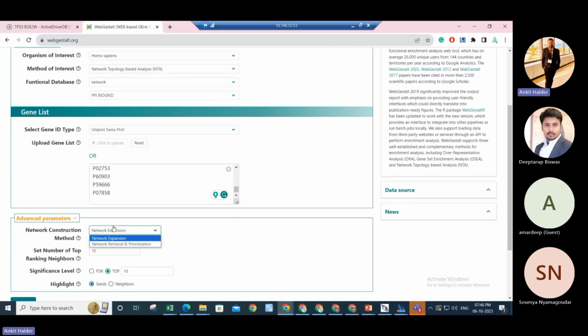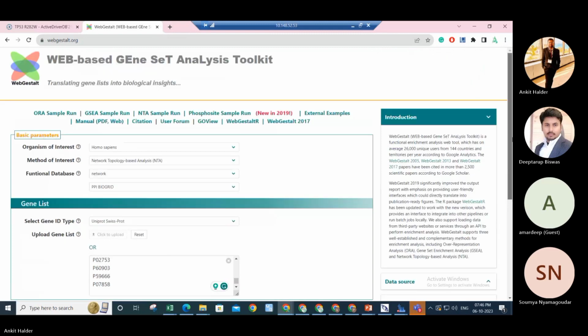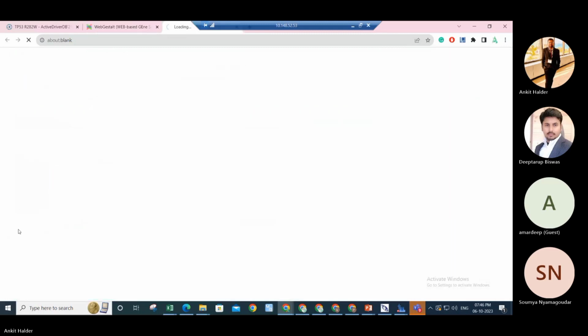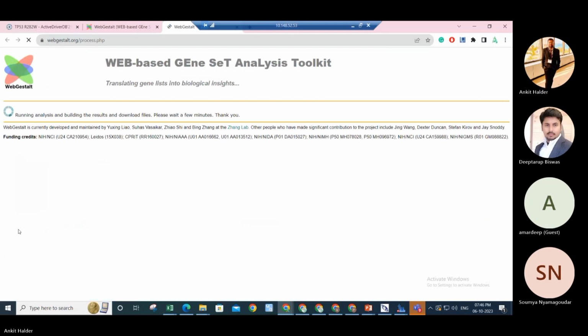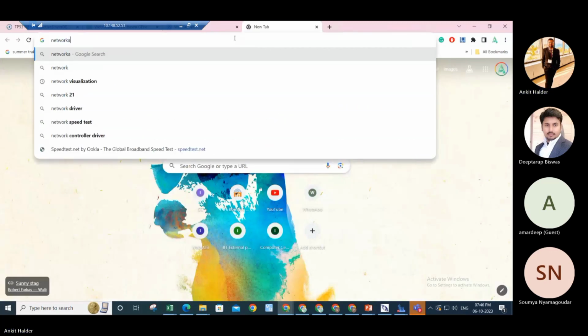So here you can see the network retrieval and prioritization. That's why we had discussed all those things. Now it will show you the network analysis. Meanwhile, what I will show is another tool that you can use, which is NetworkAnalyst.